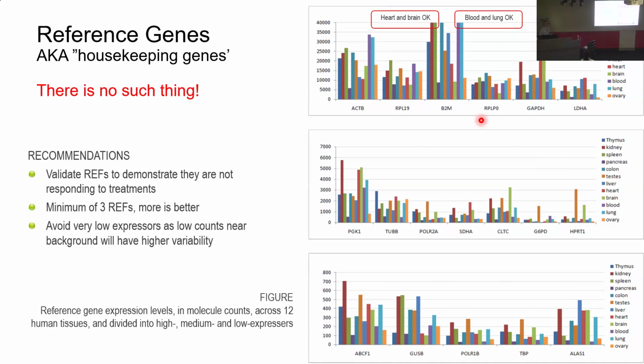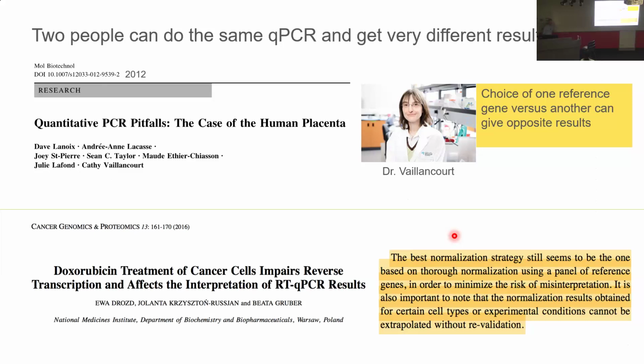There used to be that, people would say use a high expressor, a medium expressor, and a low expressor. That's balderdash. Don't use low expressors because they can be more variable because you're at the noise floor. High expressors just take up space, right, on the chip, and they don't add much value. So medium expressors are kind of ideal, but it doesn't really matter. Honestly, it doesn't really matter. The only reason they used to say that was to try and get some variation in the housekeeping genes. Now, here's an interesting thing.